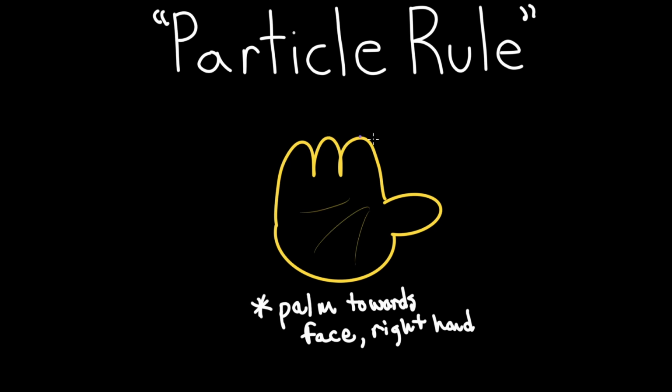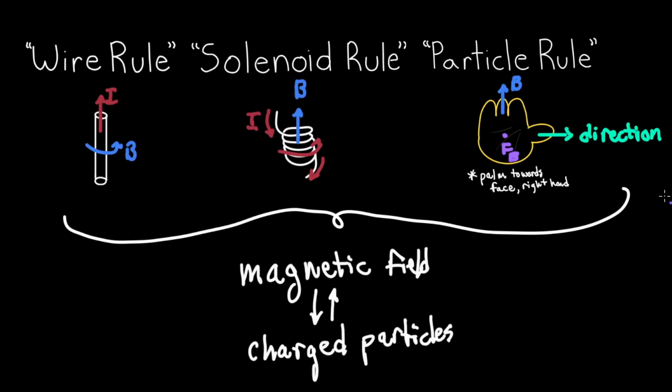Okay, so let's now review everything that we've gone over. So we have the wire rule, the solenoid rule, the particle rule, and we know that this needs to be the direction for positive charges. And further, we also know that a magnetic field will produce the movement of charged particles, or you can also say that moving charged particles, which is just another way of saying current, is going to generate a magnetic field. So these two are codependent. One causes the other, and the other causes the one.